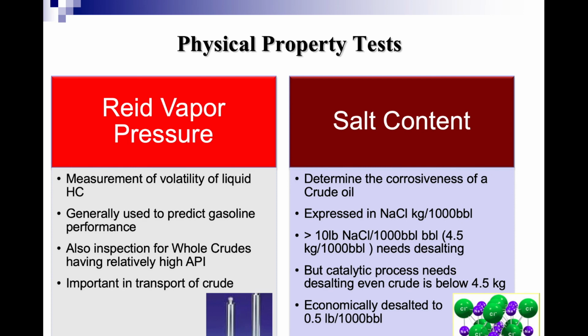To determine the corrosiveness of a crude oil, salt is expressed in sodium chloride, kilograms per 1,000 barrels. If it is higher than this point, it needs to be desalted, meaning the salt has to be removed. But catalytic processes need desalting even if the crude is below 4.5 kilograms. Okay, and it is economically desalted to make sure to be at this value, which is 0.5 pound per 1,000 barrels.